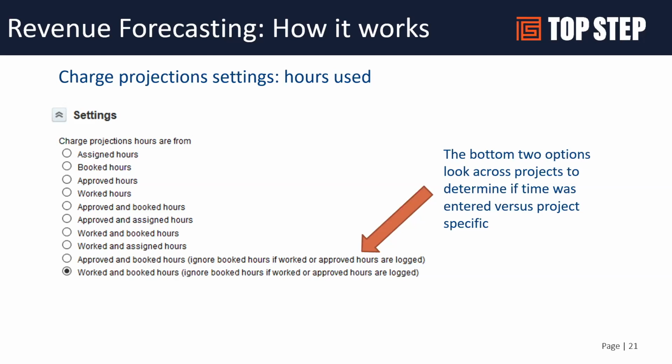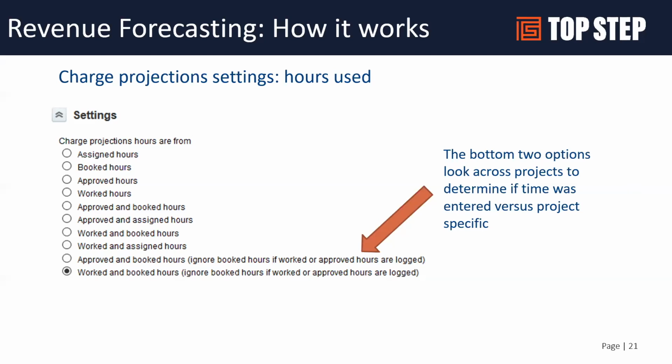I did want to call out, I don't think I even knew the difference here, and I did some research today to pull this out, but there's a couple of options that look duplicative on the settings when you're setting your charge projections. And the difference between approved and booked at the bottom and approved and booked at the top is that the standard approved and booked is only looking at approved hours for a particular project.